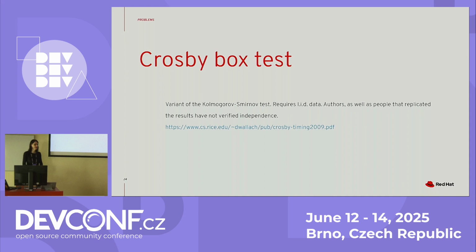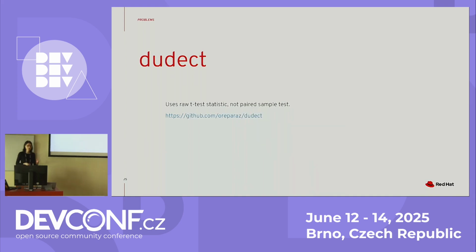Again, it uses raw t-test statistics, so the Student t-test, and again, it doesn't use the paired sample test. So we'll have problems with independence. So the results will be garbage once you get to sensitive enough sample sizes.